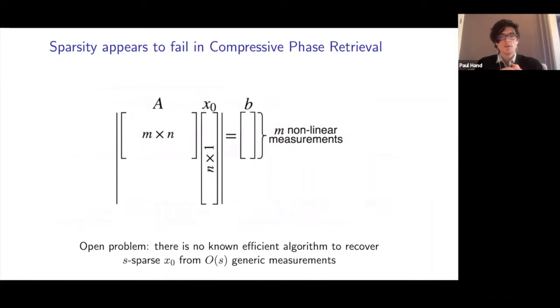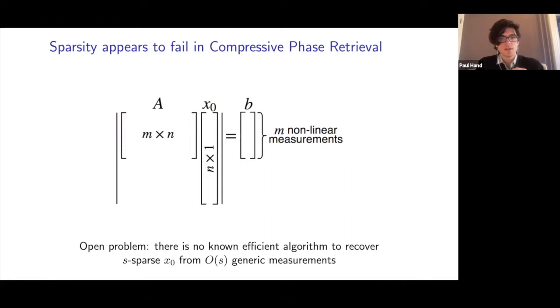So in this problem, you have some signal x naught, this tall vector in the middle. You have some measurement matrix A, which has m, say, generic random Gaussian measurements of x naught, and then you're only given access to the absolute value of these measurements. So your system is absolute value of A x naught equals b, and you want to find x naught. If there was no absolute value, this would be just compressed sensing, and the standard theory that we just mentioned would apply. But in this problem, there is no known computationally efficient algorithm that can solve this.